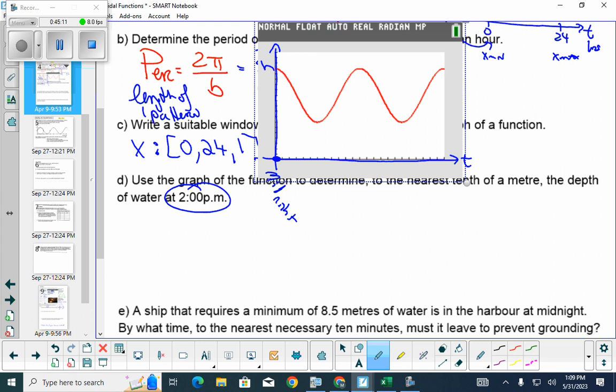Okay, so noon would be right here. 2 p.m. would be right about here. So how many hours after midnight is 2 p.m.? It's 14 hours after midnight. Okay, I don't think the diploma will make you figure that out. I think they will tell you 14 hours after, they'll say 2 p.m.